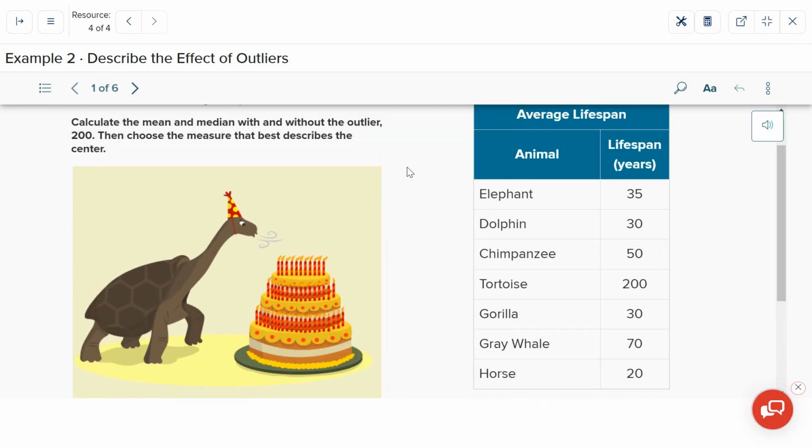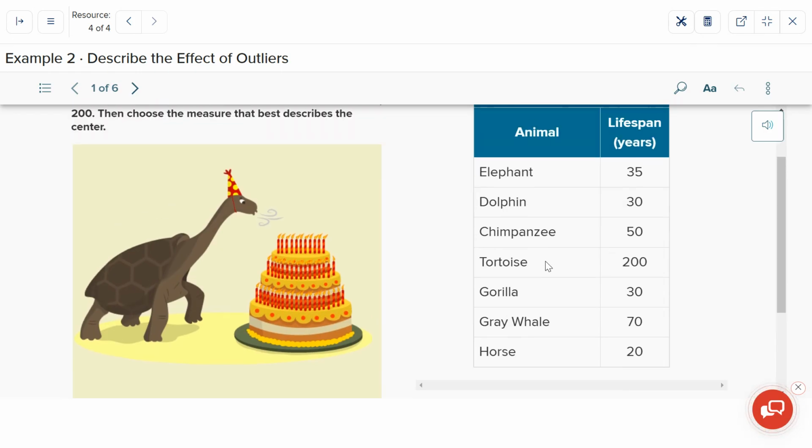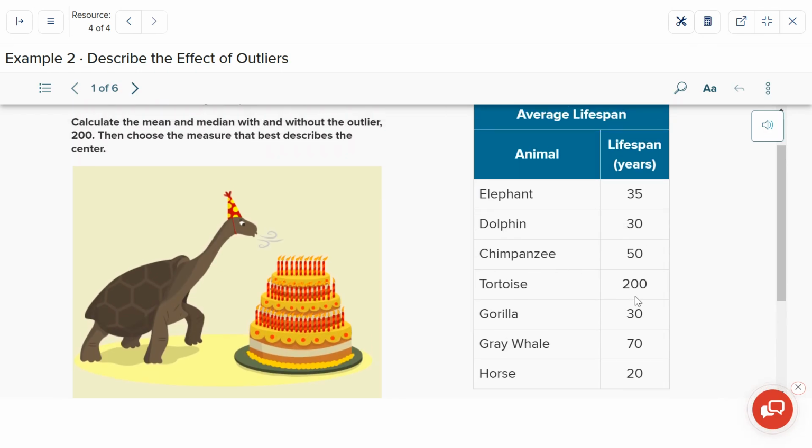Okay, so in this case, they're already telling us the tortoise is an outlier. We don't have to calculate all of that out. Sometimes you will, but in this case, you can kind of just tell. Look at all these numbers, and then all of a sudden 200 is in there. So we're going to calculate the mean and median both with and without it.